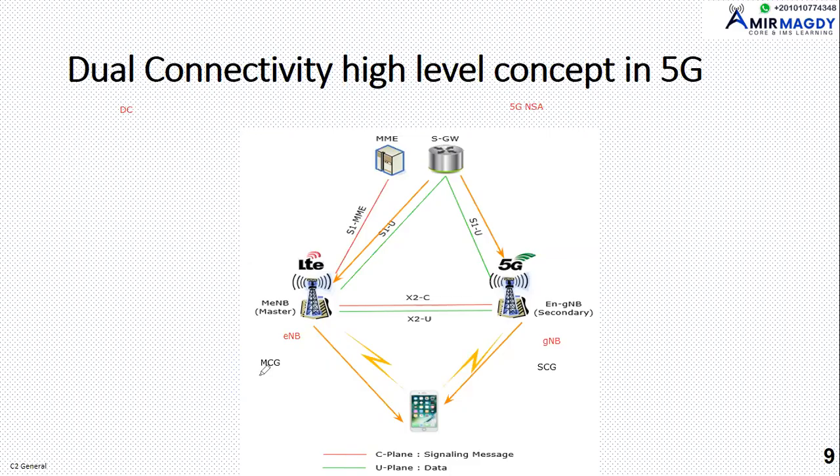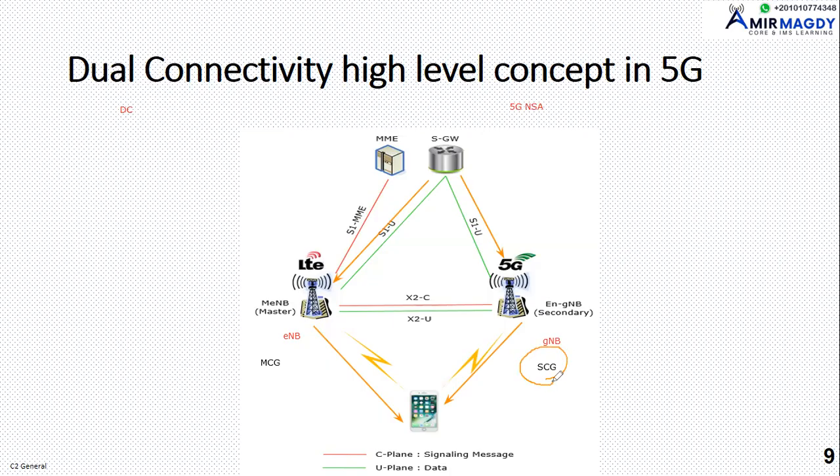Now, the master cell group is the one that handles the signaling of the user. This means the signaling can't go both ways, but your signaling only goes by one radio node, which is the E node B. And the node or the radio or the RAN that handles the signaling is called the MCG, or the master cell group. And the one that only handles traffic is the SCG, secondary cell group.